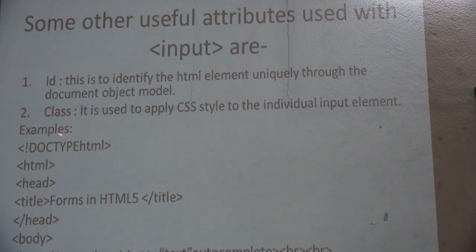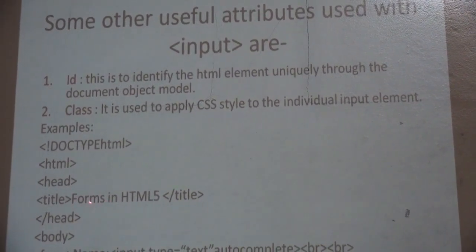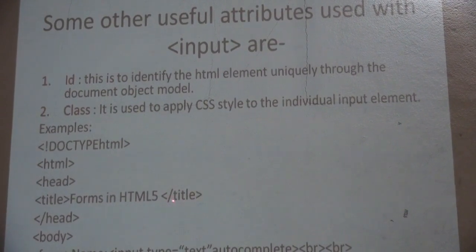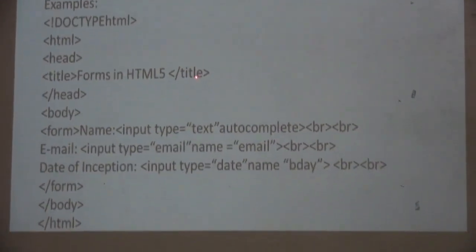So for example, here we have the first program related to HTML5. As we discussed in 11th standard, we have the document type HTML, and we enclose this in tags. The first tag is the HTML starting tag, next is the head tag, and next is the title tag. In this we have the description related to the program: the title is Forms in HTML5.